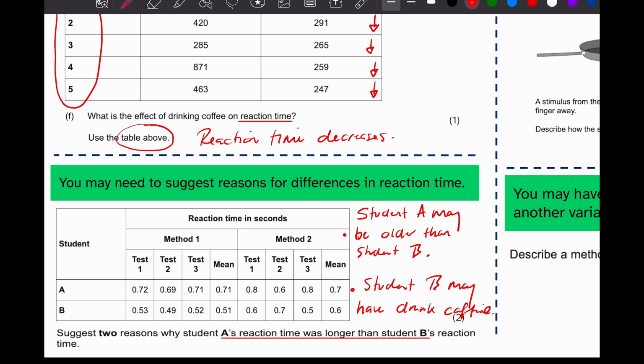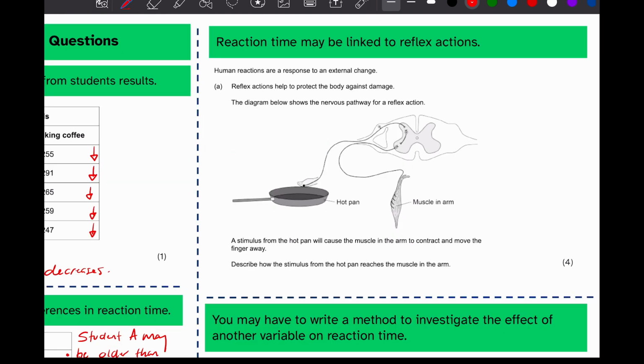I could have also said other things. I could have said that student B has done this practical before, so they're more practiced. That would have increased reaction time too. All right, so decreased reaction time. So there are lots of factors that can play, but because we were asked specifically for 2, just give your 2 best ones.